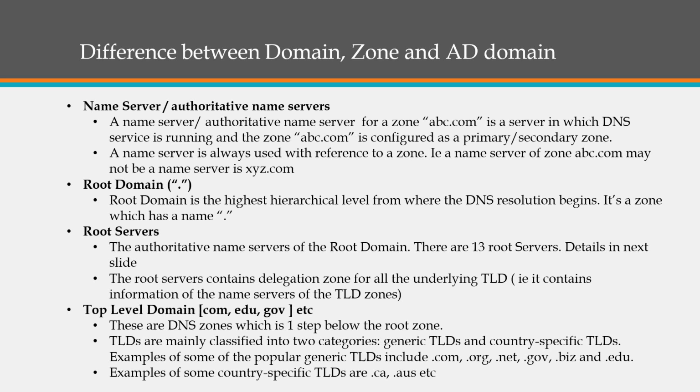So what are these top level domains? The DNS zones like .com, .edu, .gov, .org, all these are top level domains. These are DNS zones which are one step below the root zone. TLDs are mainly classified into two categories: generic TLDs and country specific TLDs. Examples of popular generic TLDs are .com, .net, .org, .edu, etc. And examples of some country specific TLDs are .ca, .aus, .in, .uk, etc.